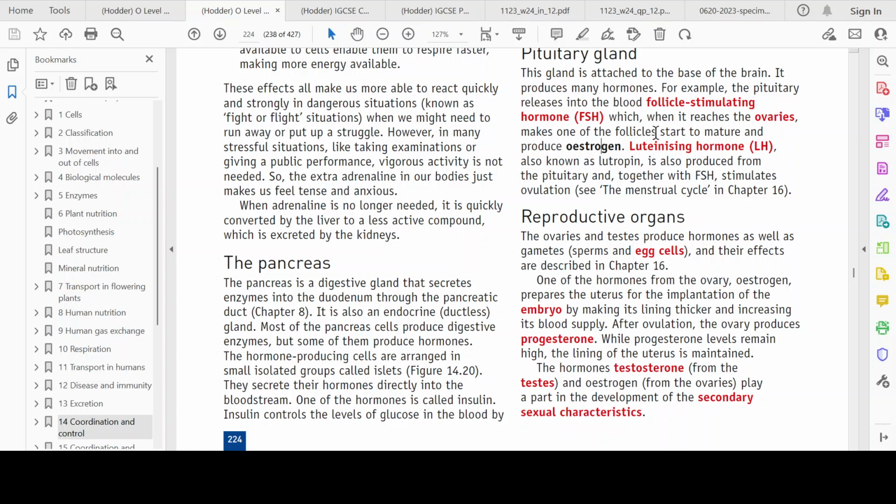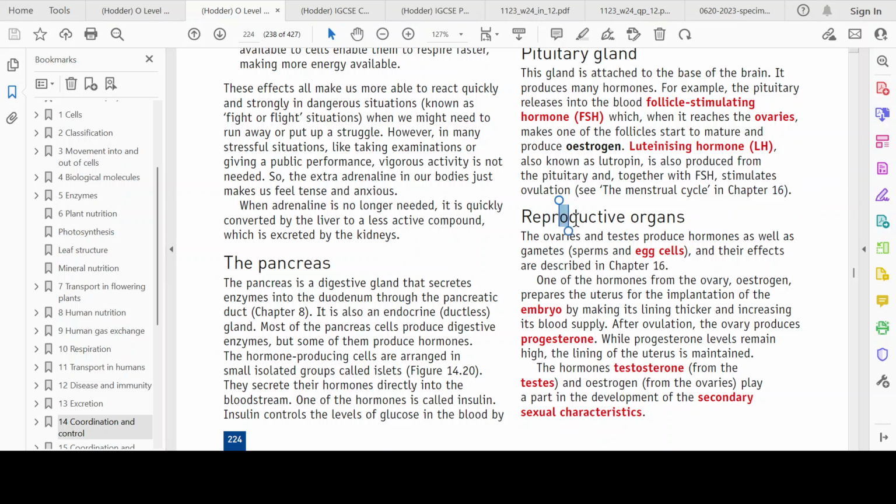We'll talk about that in a later chapter. Then you've got LH, or the luteinizing hormone, also known as lutropin. It is produced from the pituitary together with the FSH. You can use FSH if you don't remember follicle stimulating hormone or how to spell it. You can just write FSH, it is acceptable. You can also write LH, that is also acceptable. And that stimulates ovulation, which again is going to come in chapter 16 later.